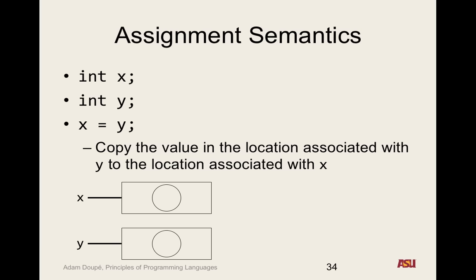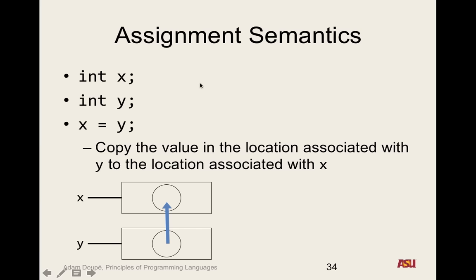Okay, and so when this executes, we're going to follow these semantics. We're going to copy the value in the location associated with y to the location associated with x. We're going to copy whatever is there in the circle of y to the circle of x. And here, as we discussed, it's nothing right now, there's nothing in there. But it could have been set before. There could be many statements in between these two statements that get executed.